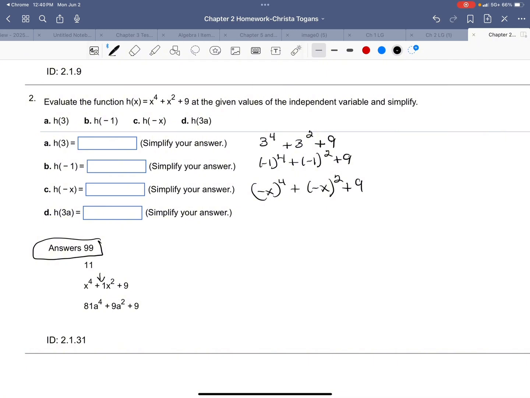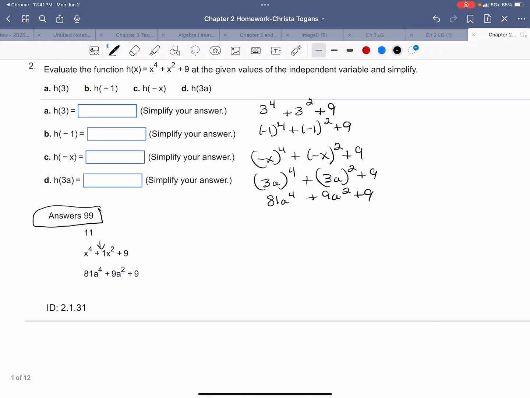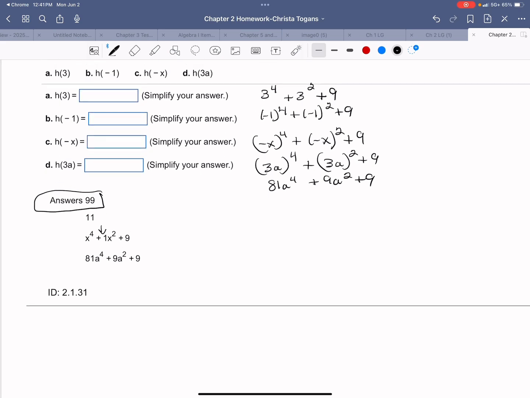And then for the last one, 3a to the 4th plus 3a to the 2nd plus 9, and you know 3 to the 4th is 81, so 9a squared plus 9. Okay.